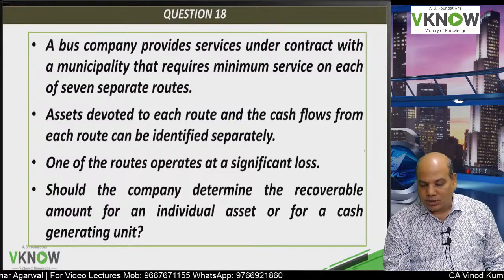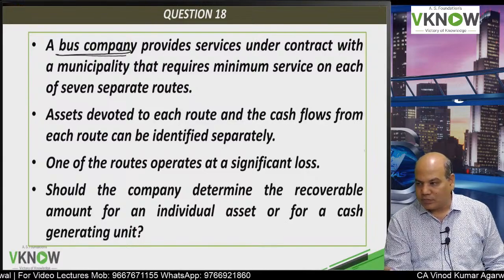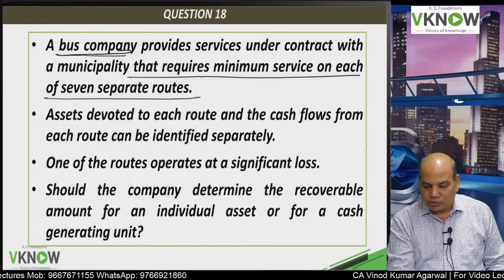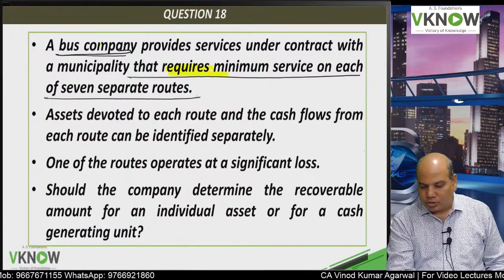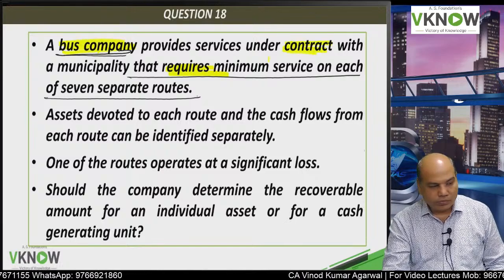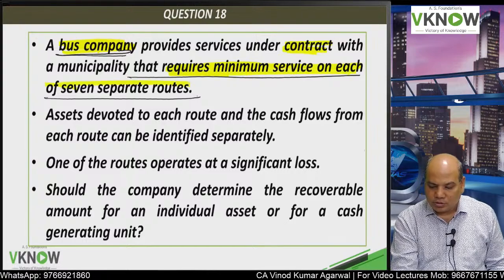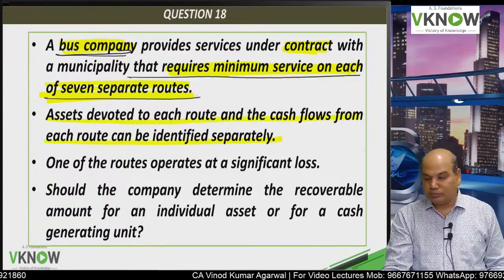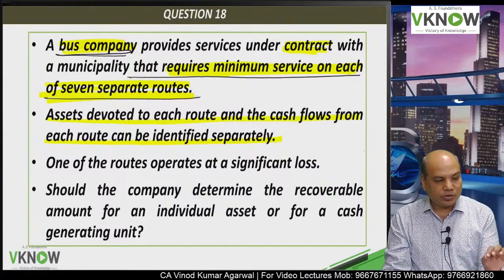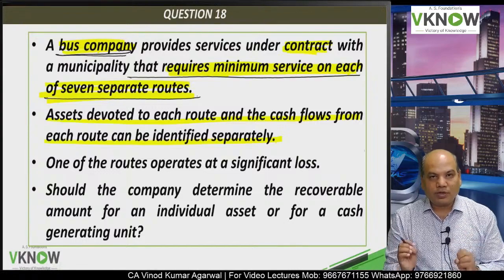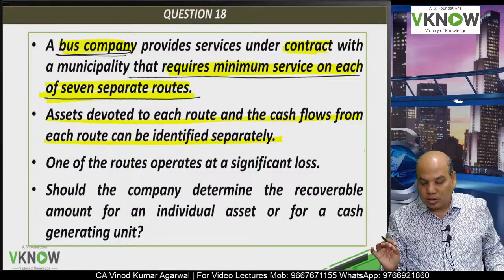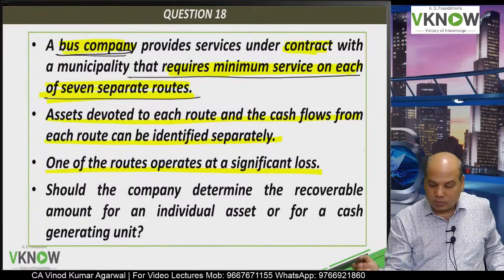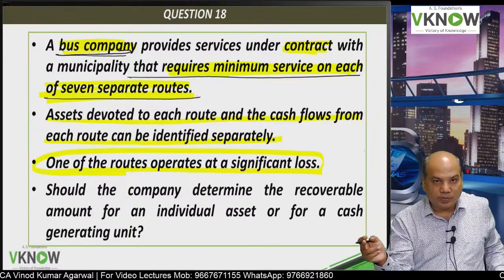A bus company provides service under contract with a municipality that requires minimum service on each of the separate routes. Important question. You will get the contract only if you provide services on all the 7 routes. Assets devoted to each route and cash flow from each route can be identified separately. You can find out which are the assets for each route, how much cash flow each route generates. Calculation of cash flow can be done separately for each route. One of the routes operates at a significant loss. Out of 7 routes, one route is operating at a loss. It is an indication of impairment.